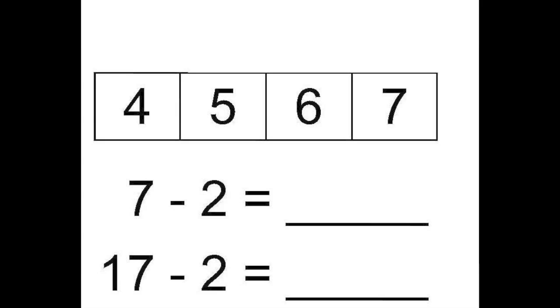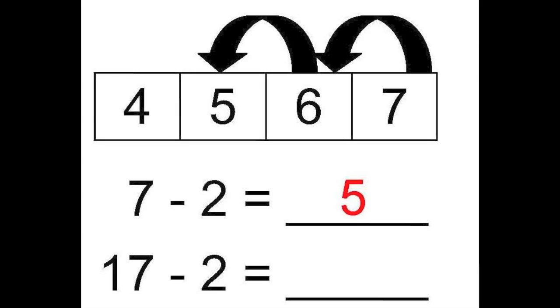So now let's look at the bottom of the same page. First we have 7 minus 2, which equals 5. Beneath that, we have 17 minus 2, 10 more than 7 minus 2. So 17 minus 2 equals 15, 10 more than 5.